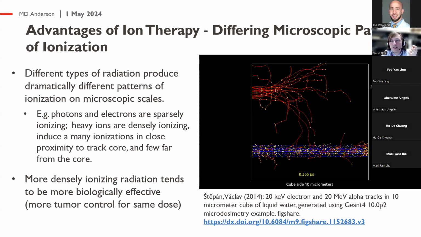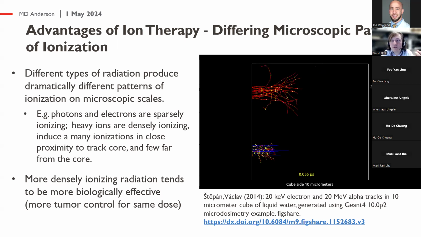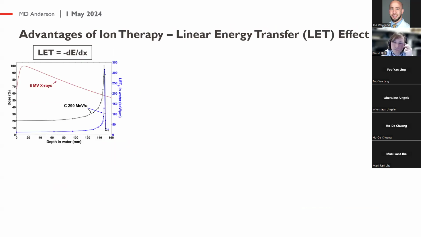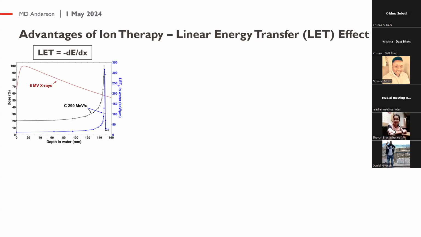And this becomes therapeutically useful because it tends to be the case that if you have more densely ionizing radiation, that radiation is more biologically effective than sparsely ionizing radiation. So then you might ask yourself, okay, why is that? Here, we typically refer to this phenomenon as the LET effect. LET stands for linear energy transfer. It's defined as the rate at which an ion loses energy per unit distance traveled through a medium.